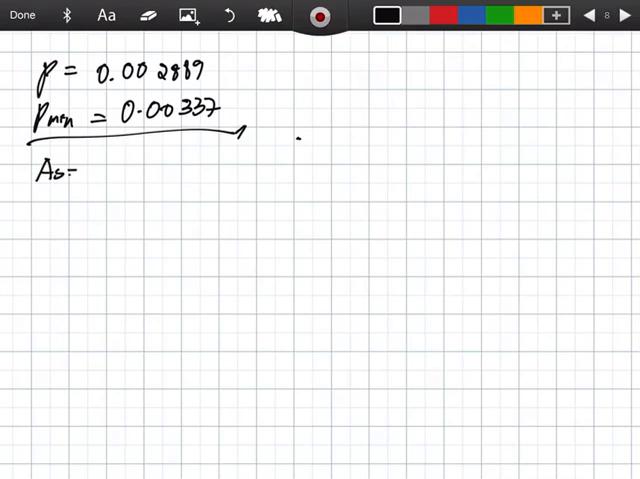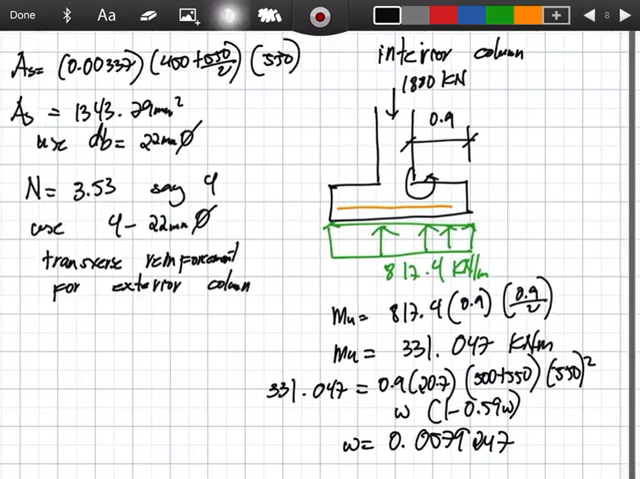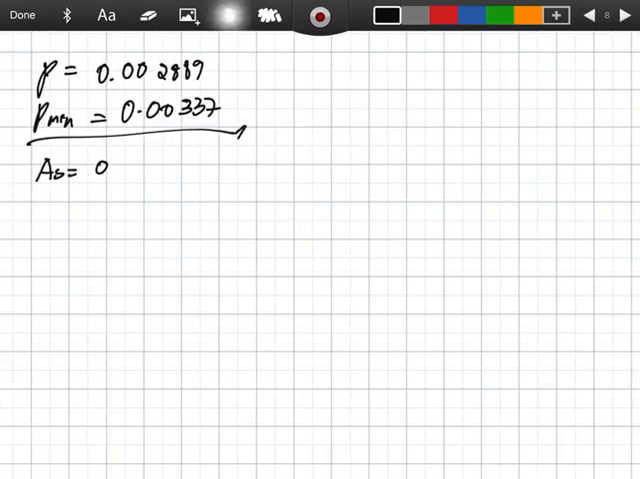So, ang AS natin ay 0.00337 times 1050. Yung B natin, paano na ko yung B? 500 plus 550 times 550. Ang ating AS ay 1946.175 mm squared. Ang DB natin ay 22 mm.